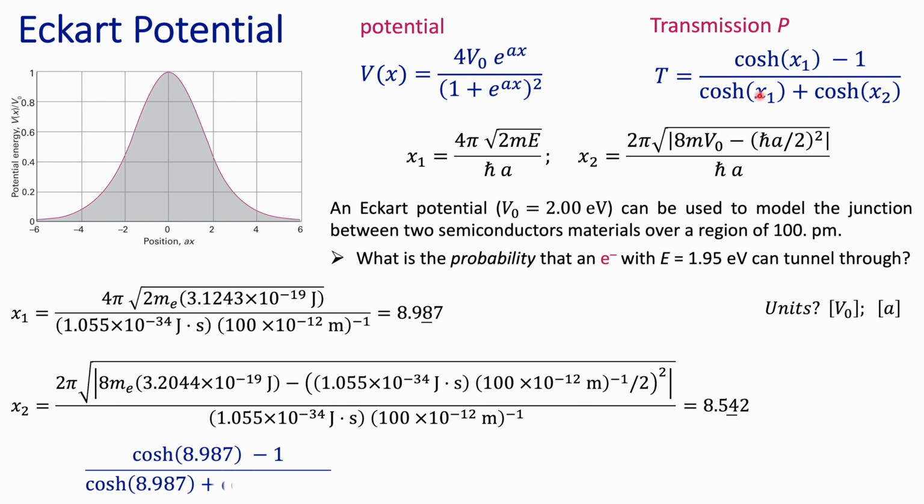Now I take those two values and I substitute them in this particular equation, and with that I can calculate finally what the transmission probability is going to be. And what I find is that the transmission probability is 0.61, which is roughly 61%. I'm rounding up, but that's what it is.